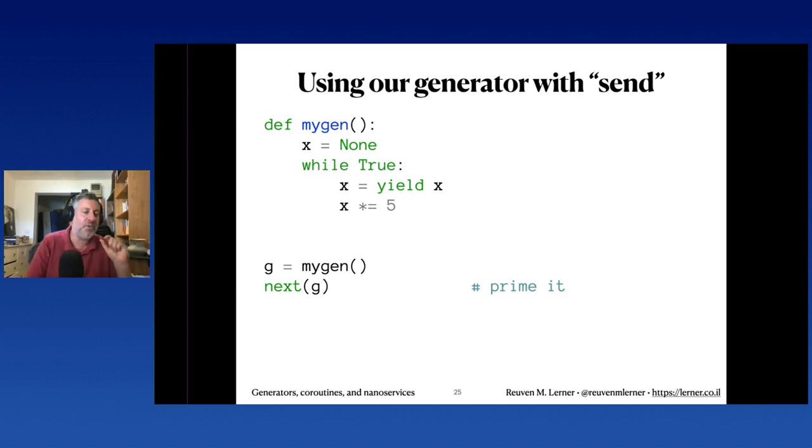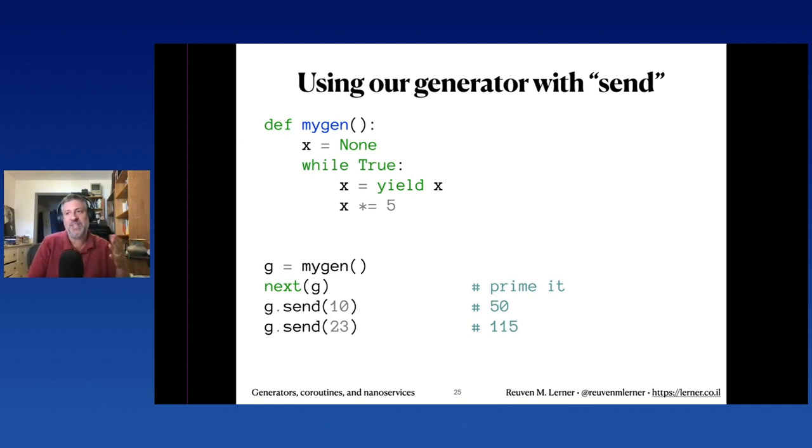We're still stuck on the right side of the assignment there. And so now I can say g.send(10). What happens? 10 replaces the right side of that assignment, so now it's x = 10. Then we say x *= 5, and then we come back to the yield. We get back 50, and then it goes to sleep again. Now I say 23. We get back 115. It goes to sleep again. It's always going to continue up to and including the next yield.